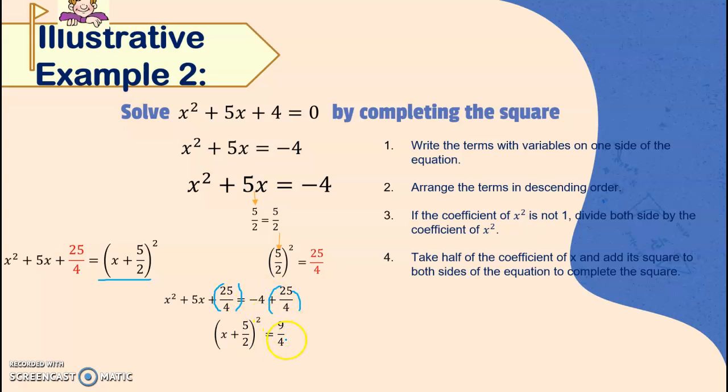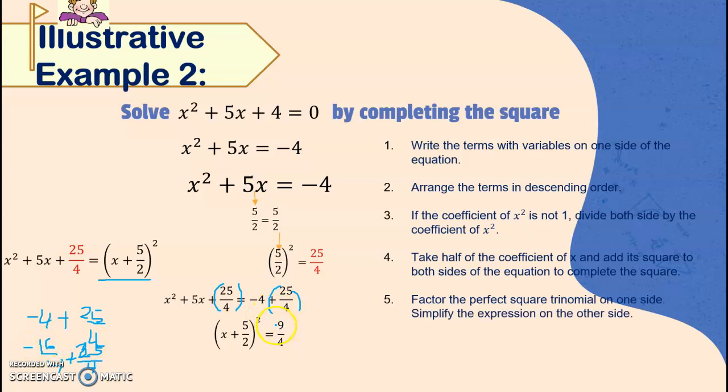So how come it's already 9 over 4? So basically, pag in-add mo yan, yung negative 4 tsaka 25 over 4, LCD ka lang ng 4. So basically, that is 16, no? 16 over 4 plus 25 over 4. So 25 minus 16, that's 9 over 4. Alright? Now, na-factor na nga.